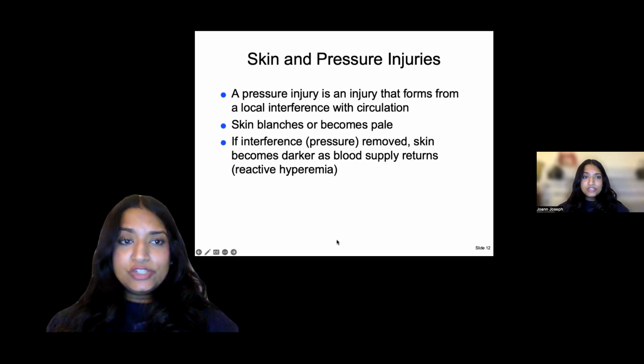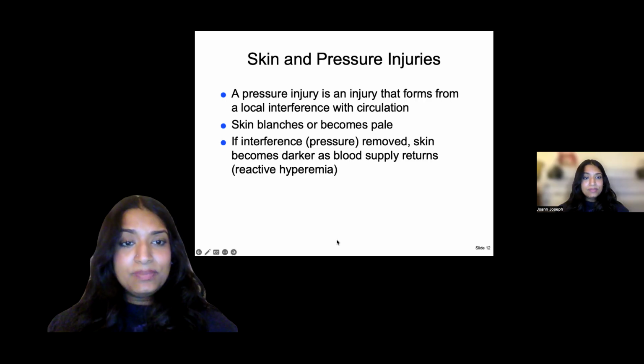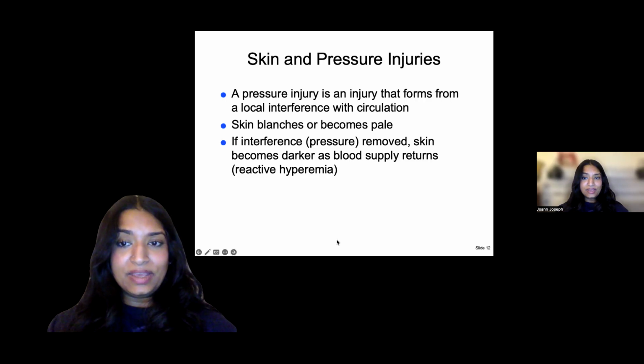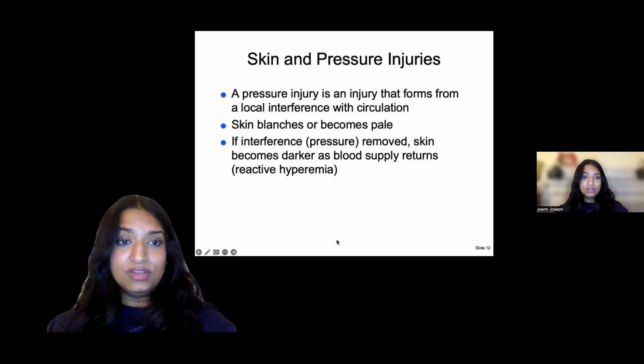So, skin and pressure injuries. A pressure injury is an injury that forms from a local interference with circulation. Skin blanches or becomes pale. If the interference, which is pressure, is removed, skin becomes darker as blood supply returns. Reactive hyperemia. So, what is reactive hyperemia? This is the process where the blood is rushing to a place where there was decreased circulation.